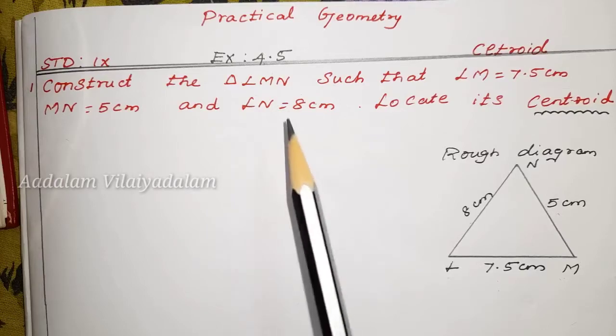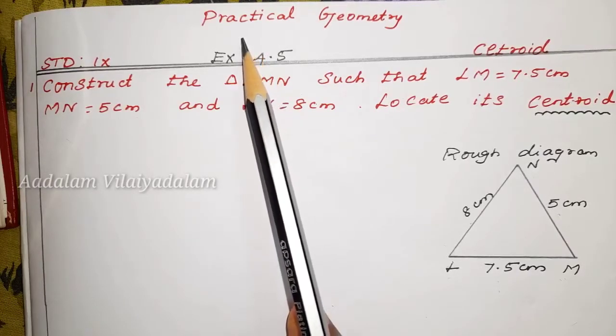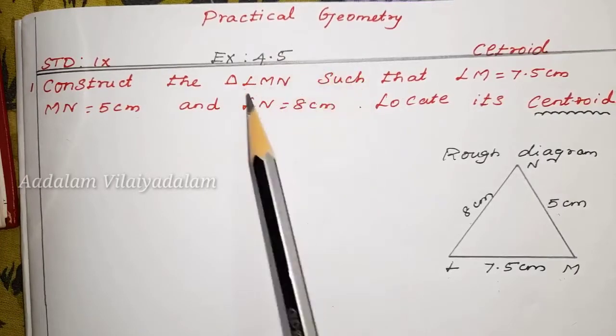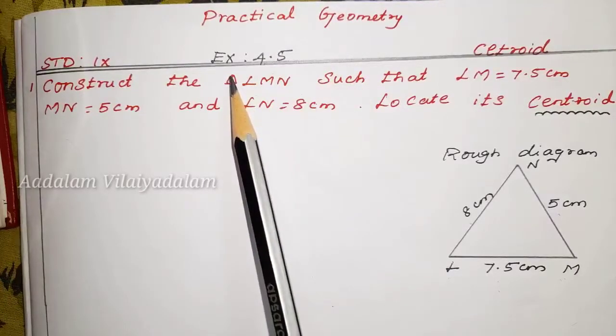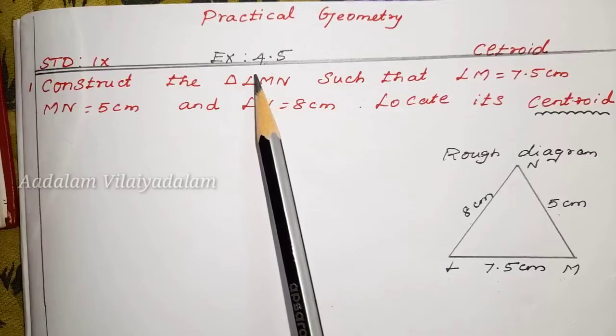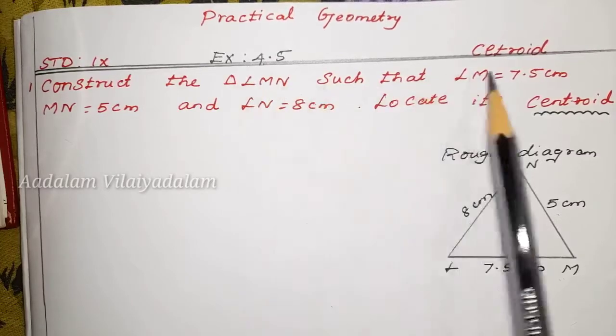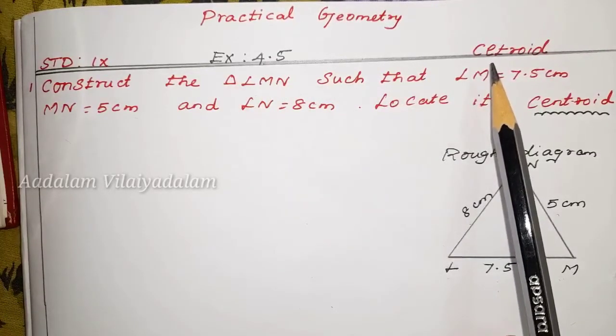Today we are going to learn the topic practical geometry. Let's move on to exercise 4.5. In this exercise we are going to learn how to construct the centroid of the triangle.